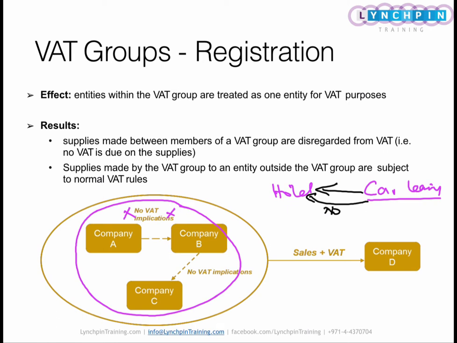But in case we do not have the VAT grouping, what will happen? In this case, as and when I supply, I'll be charging 5% VAT. So there's a huge benefit for all such companies who are owned by the same owners and want to opt for it. In this case, only when I supply outside the group will I be charging 5% VAT on this. Else I won't be charging.